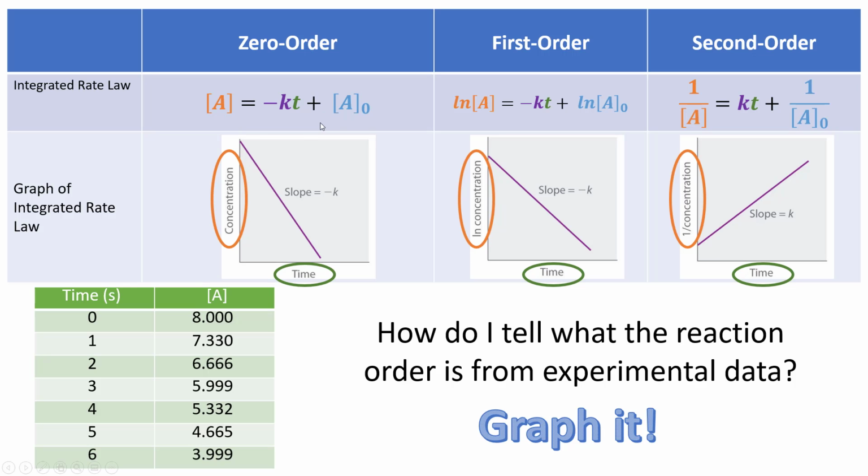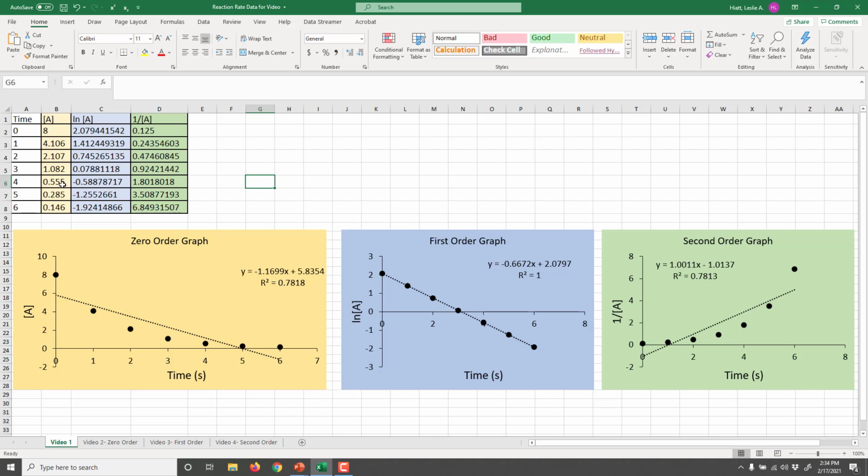What do I mean by all of my possibilities? Well, either time versus concentration, time versus the natural log of concentration, or time versus 1 over your concentration. And so that's going to tell me whether I have a zero order, a first order, or a second order. And so by doing this, this is my data, and now I just have to graph it.